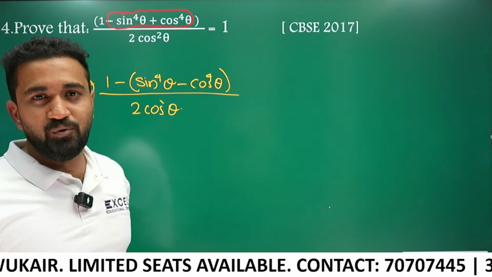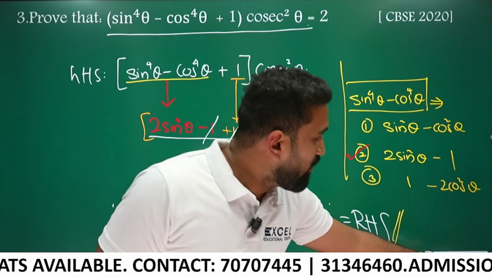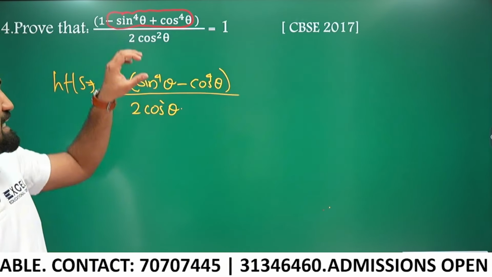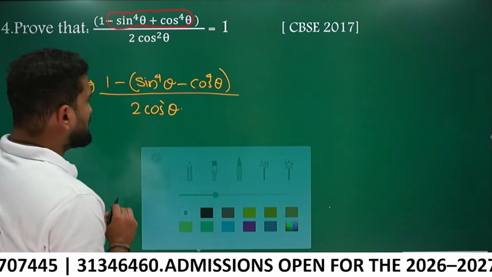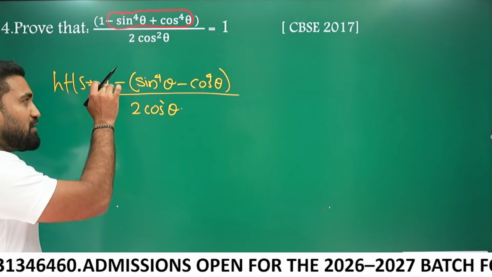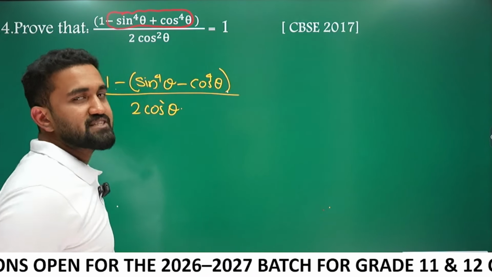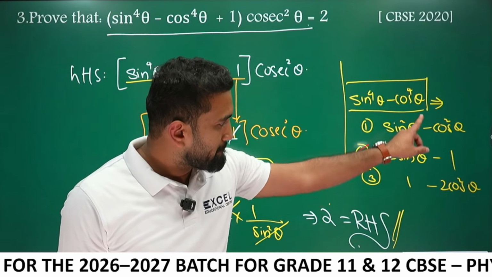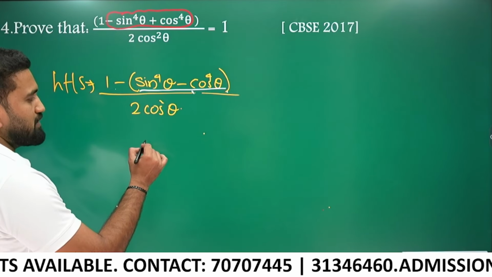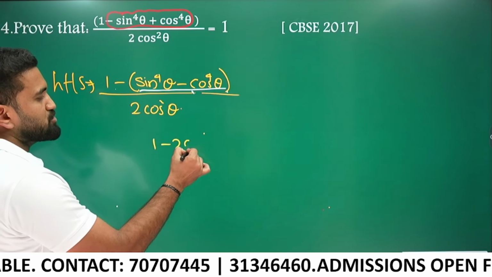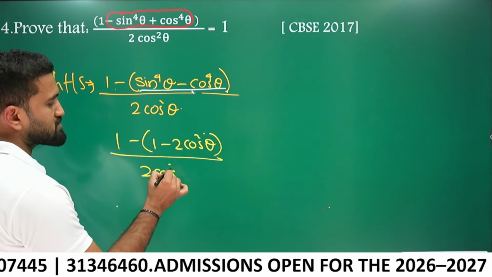Once again, I'm asking you, which expression among these three expressions will you apply over here so that this will cancel the 1 here? See, there is a 1. Minus 1 plus 1 will cancel this. So which expression of these will carry plus 1? I will say option 3. This will become 1 minus 2 cos square theta divided by 2 cos square theta.